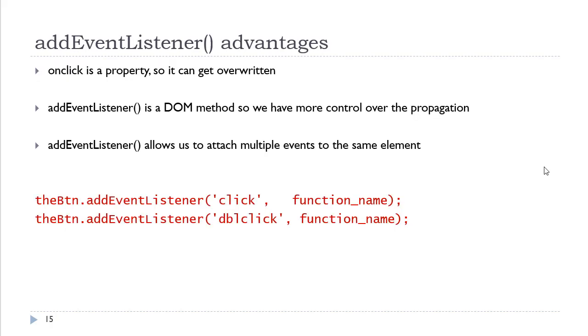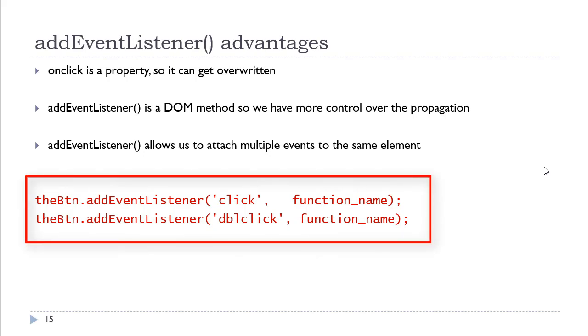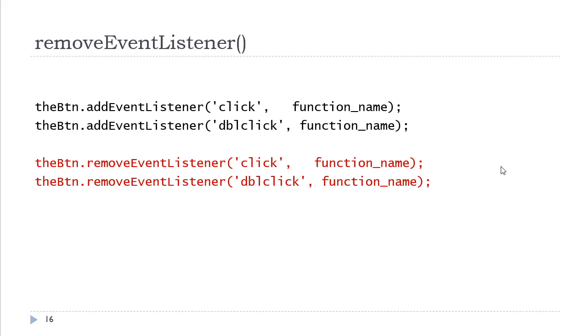So what's the advantage of using addEventListener? All right, number one, onClick is a property. It can get overwritten. addEventListener is a DOM method. We have more control over the propagation. The addEventListener will allow us to attach multiple events to the same element. For example, if I wanted to add a click and a double-click event calling the same function, I can do that with addEventListener. We also have the ability to remove the event listener.